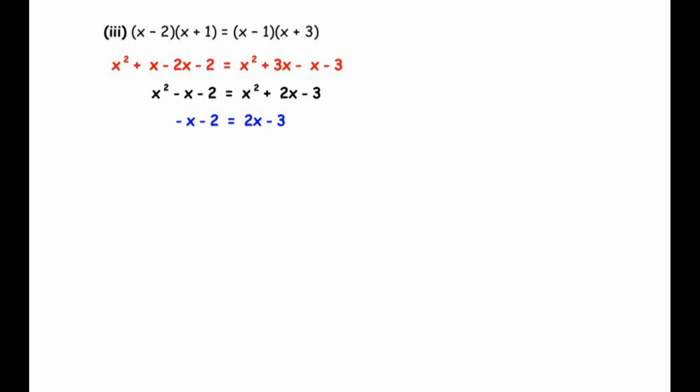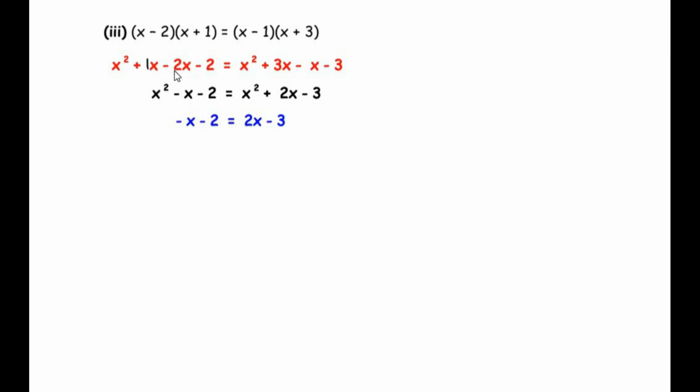side. x multiplies with x giving us x square. x multiplies with positive 3 giving us positive 3x. Negative 1 multiplies with x giving us negative 1x or negative x. And negative 1 multiplies with positive 3 giving us negative 3. Now let us simplify it further. So on the left hand side we get x square. Now positive 1x and negative 2x, they both are like terms.